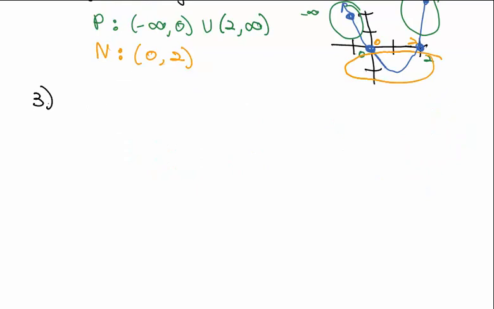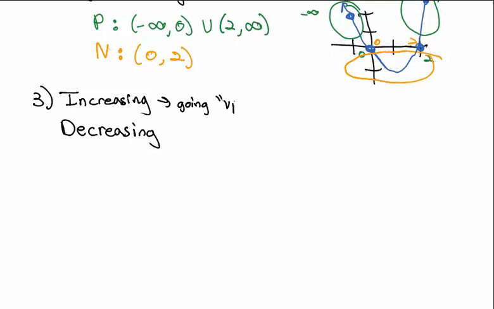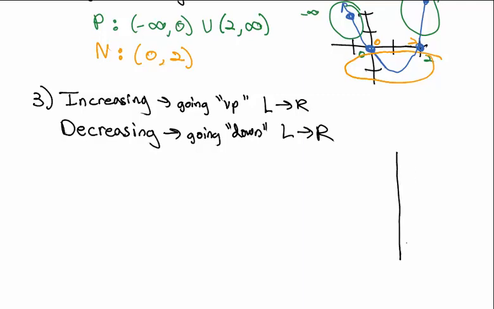The next one, don't confuse it with positive and negative, is when the graph is increasing or decreasing. And just like it sounds, increasing would be when the graph is going up from left to right. Decreasing, the graph looks like it's going down from left to right. So if I were to make a graph here, similar to what we saw before, let's have the graph go down and bend up like this.